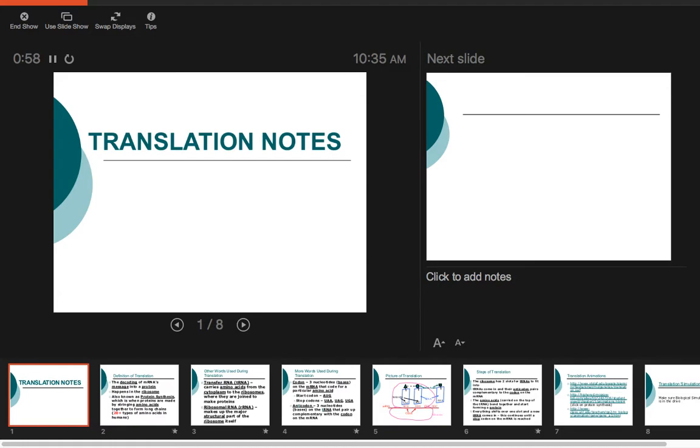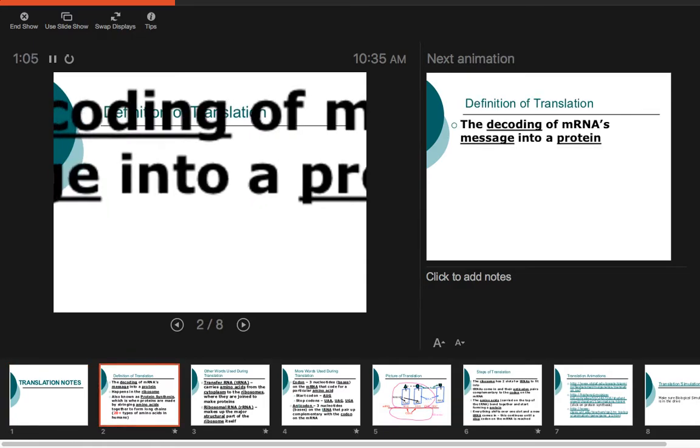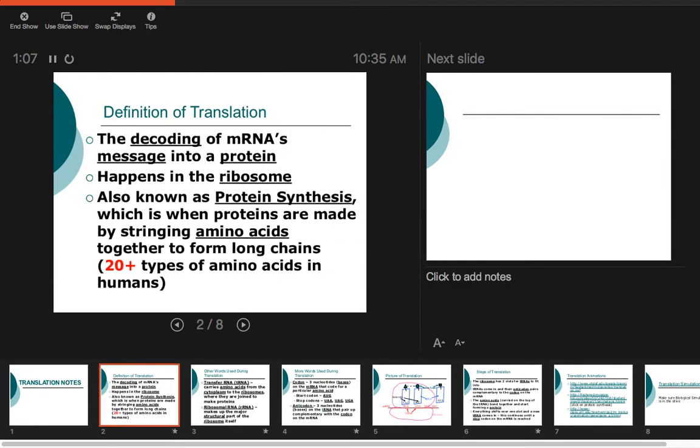Okay. But again, how does it work? Well, that's what translation's all about. So let's look at how this actually occurs. So again, pretty much what I just told you, the decoding of this message happens in the ribosome, and that's what translation is.